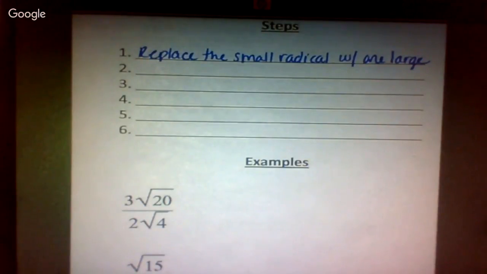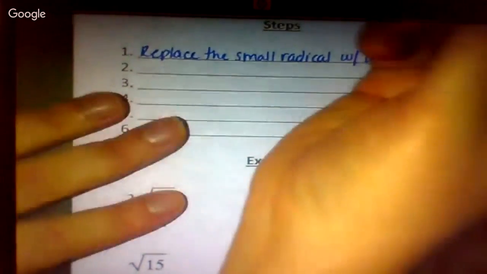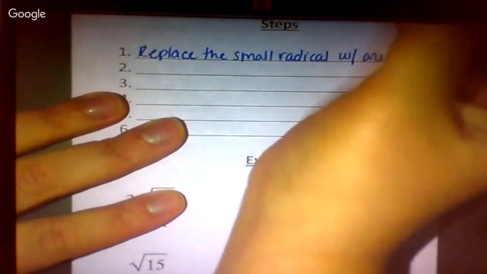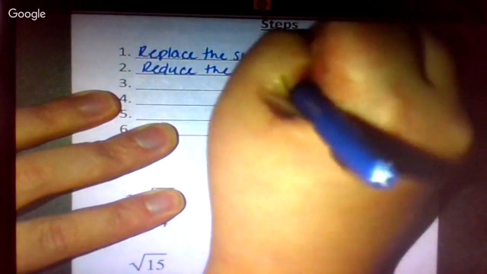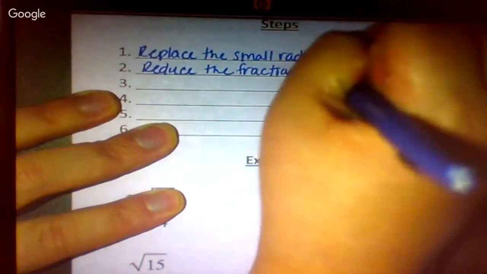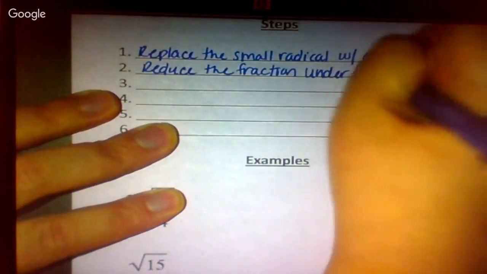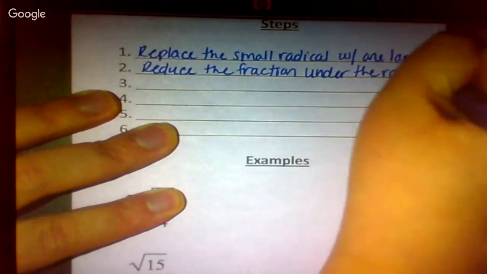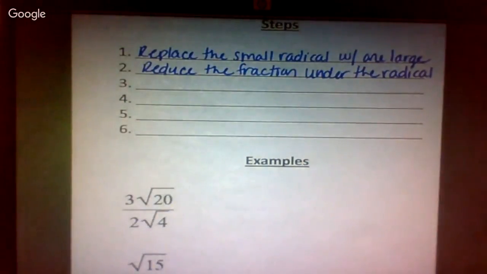Step number 2 then says reduce the fraction under the radical. Once you create that large radical, you're going to end up with a fraction underneath of it. You want to reduce it.